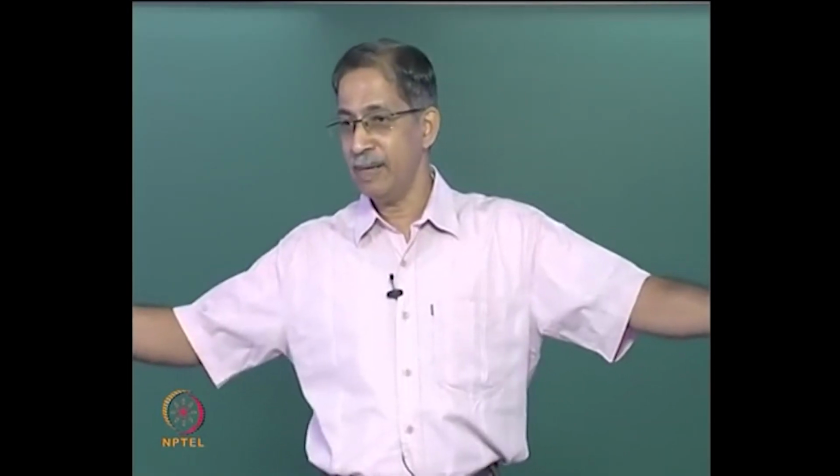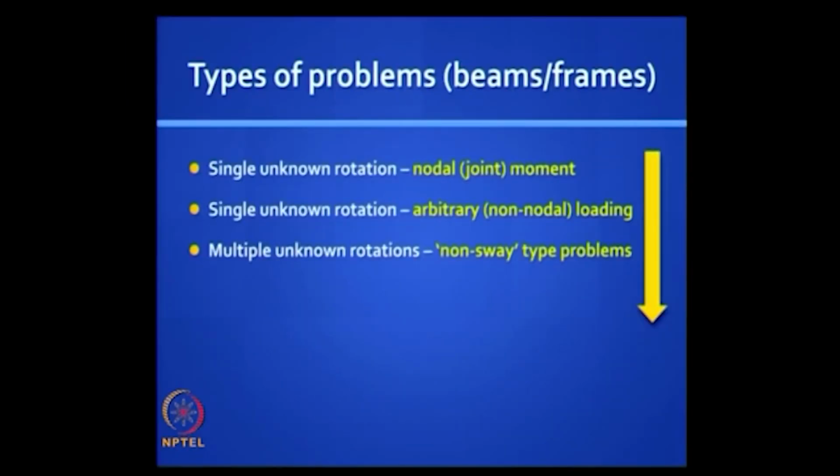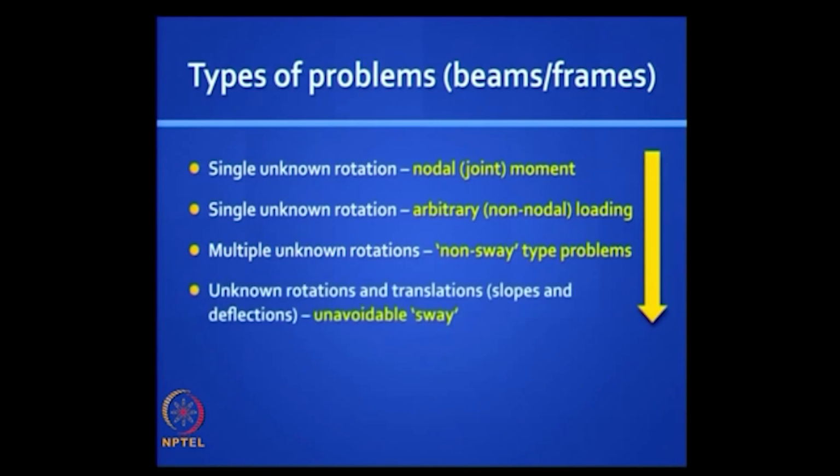What do you think is the next level of difficulty? More than one unknown rotation. Let us say continuous beam, you have 4 rotations, okay, you are right. What is the next level of difficulty? When in addition to rotations that are unknown, you have unknown translations, okay, like the sway in a building. That is more complicated, right. So that is a 4th type.